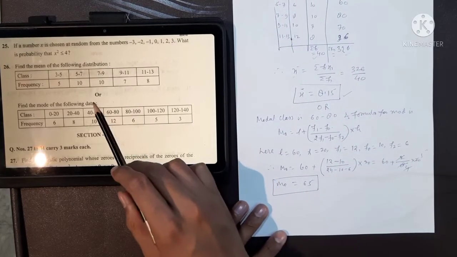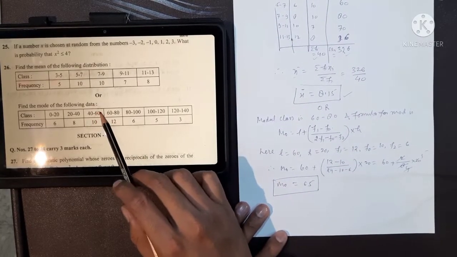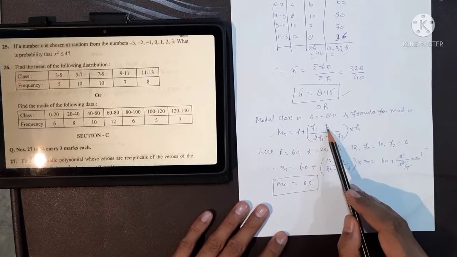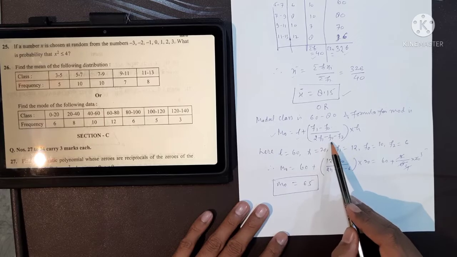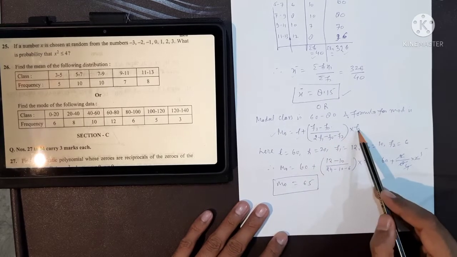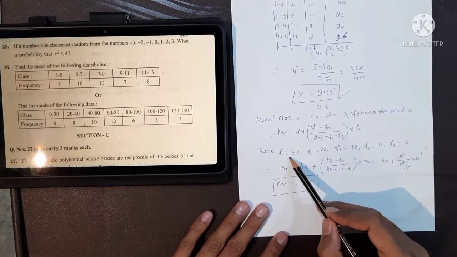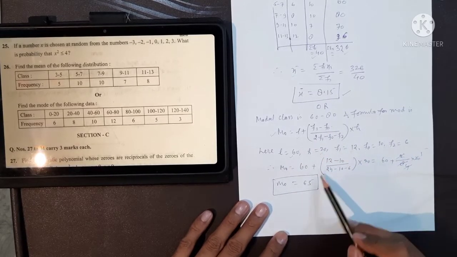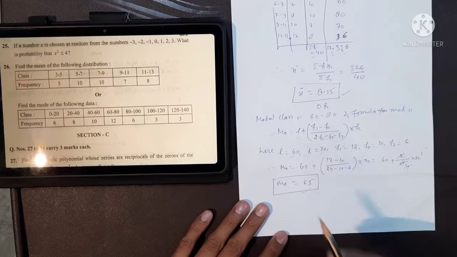For the OR part we have to find the mode. We know the formula for mode is L plus (f1 minus f0) upon (2f1 minus f0 minus f2) into h. We simply substitute these values which are given here into the formula. We get mode as 65.